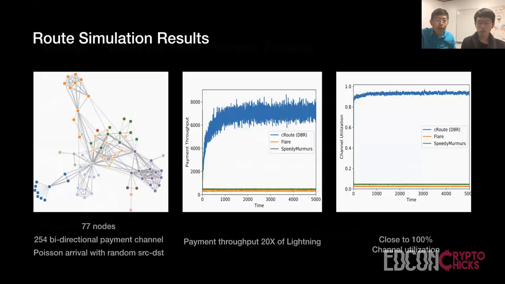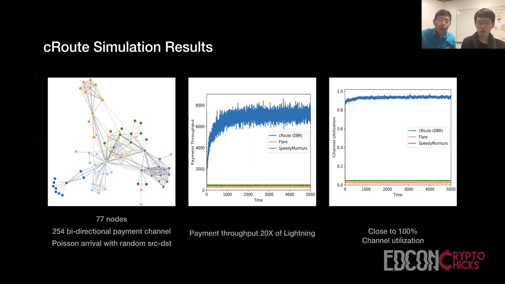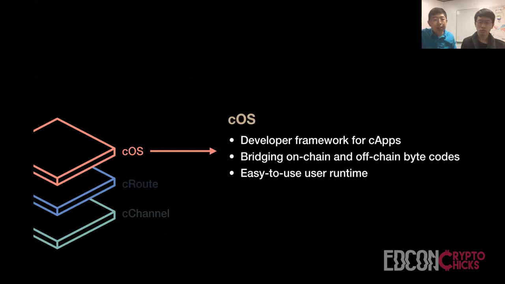And from an experiment and simulation point of view, the CRoute we proposed has about 20 times higher performance compared to some of the other routing algorithms used by, say, the Lightning Network, because Lightning Network routing, aside from the privacy structure, is still very heavily rooted in the shortest path routing principle. That is also interesting in terms of state channel applications.